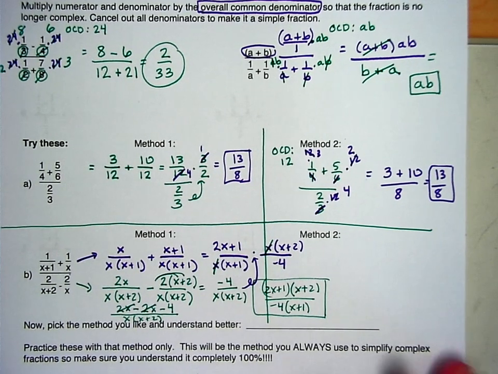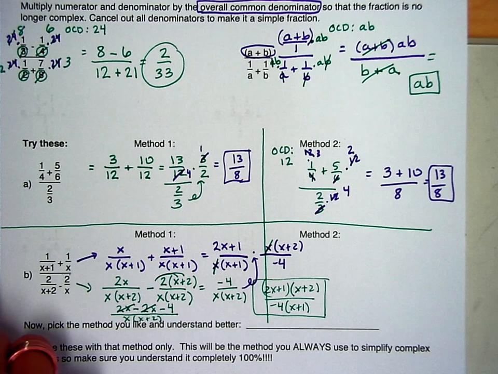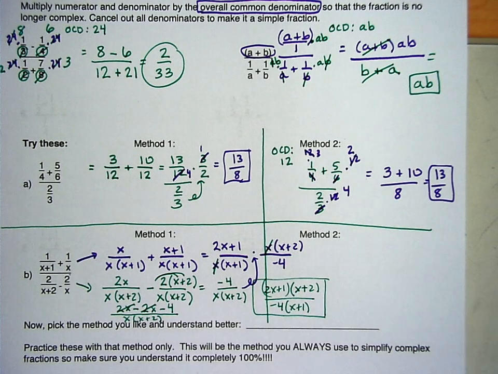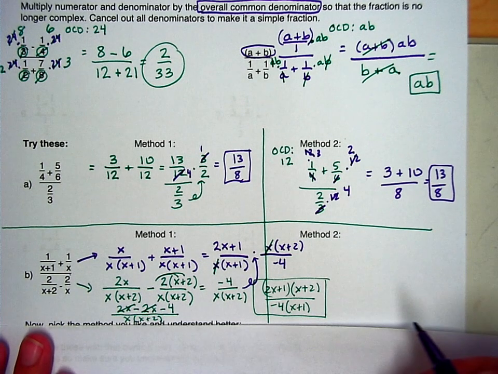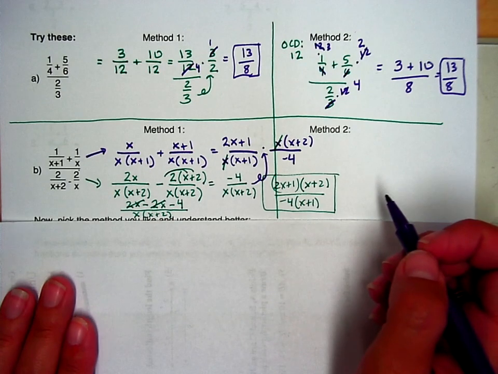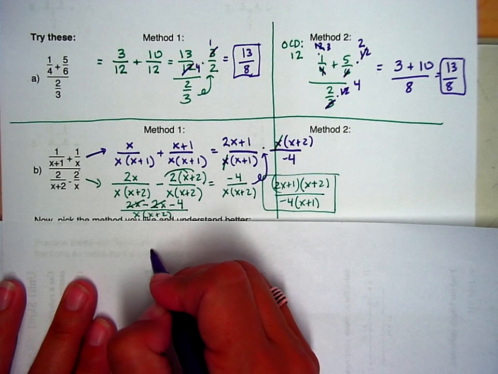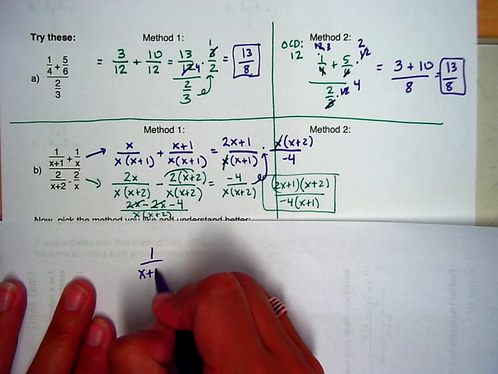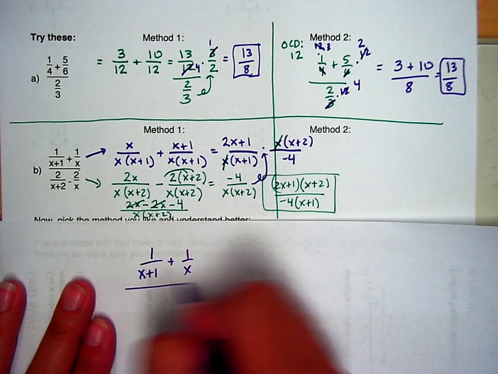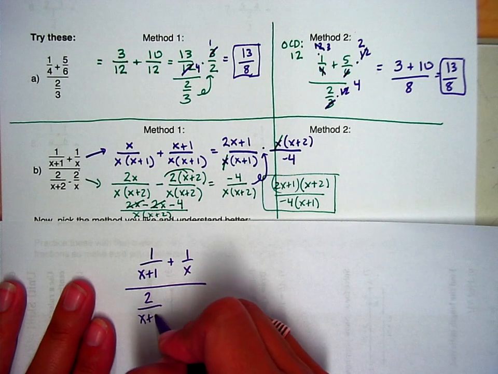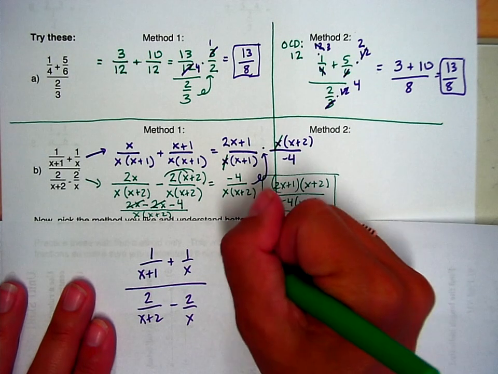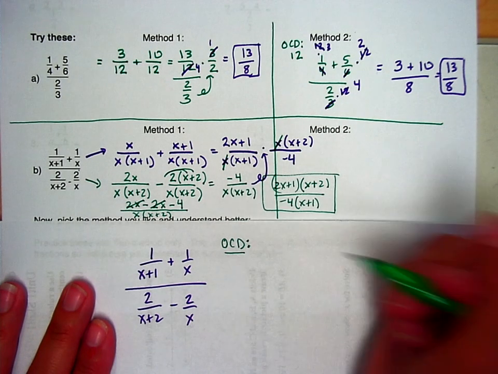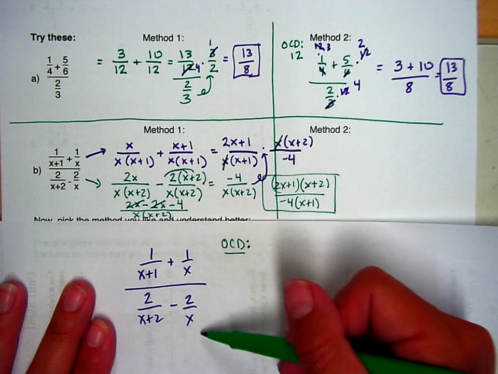All right. Is method 2 going to be any easier? Probably not. I'm just going to get some scratch paper so I can show you it because I don't have enough room. So let's do method 2. I'm going to rewrite the problem and do the same thing down here so that you can see it. So I've got 1 over x plus 1 plus 1 over x over 2 over x plus 2 minus 2 over x. Now remember, this is the OCD method, meaning I got to find the overall common denominator.